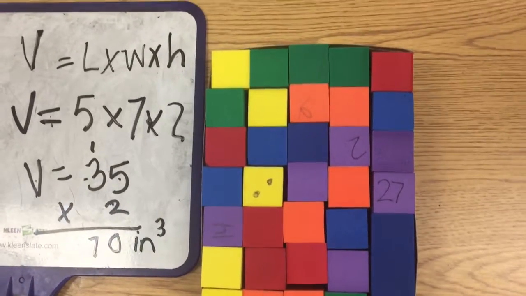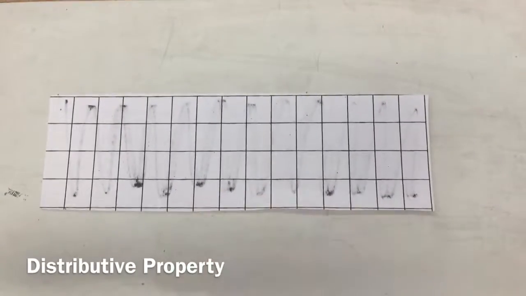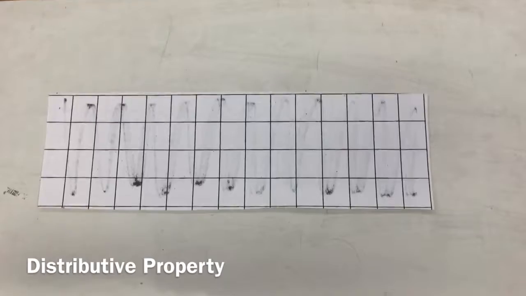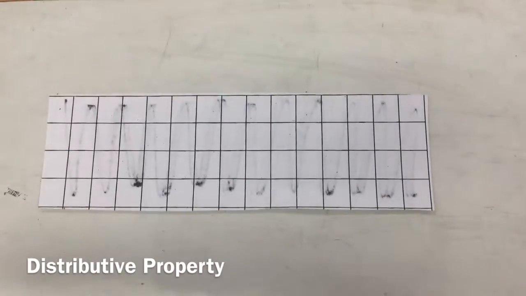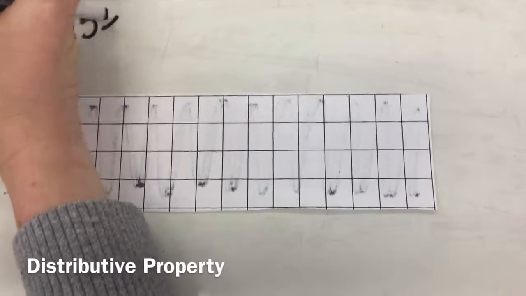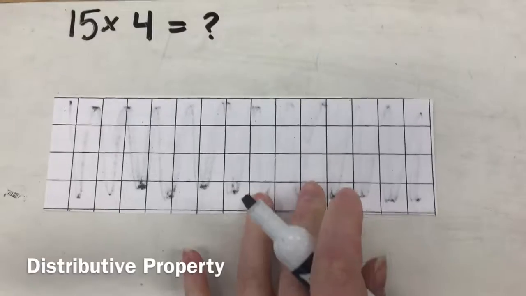So what I want you to do is count to see if there are 70 cubes in this box. So who can tell me what our array is right now? 15 times 4. 15 times 4, exactly. So on the top, we're going to write 15 times 4 equals question mark.